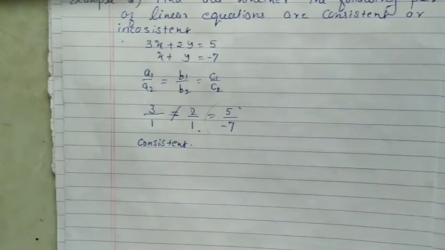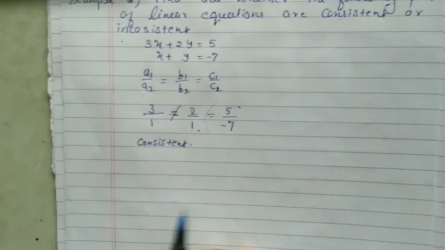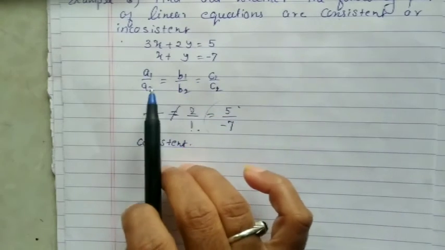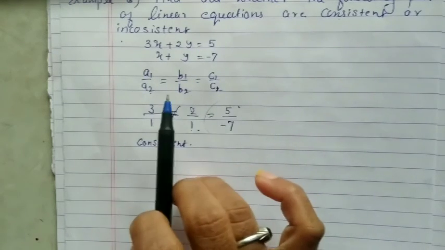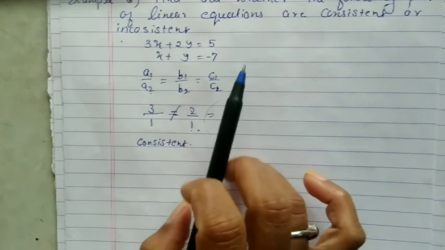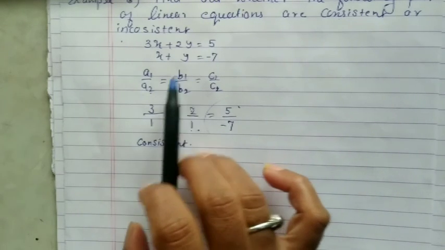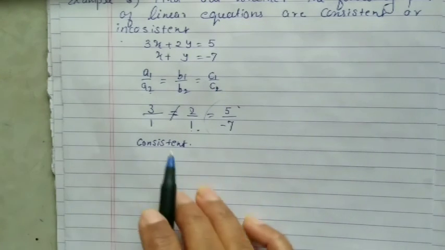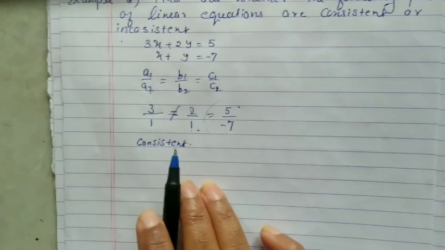Likewise, you can check for any example by comparing values of a1, b1, c1 and a2, b2, c2 in ratios. With their equalities or inequalities, you will get the condition, whether they are consistent or inconsistent.